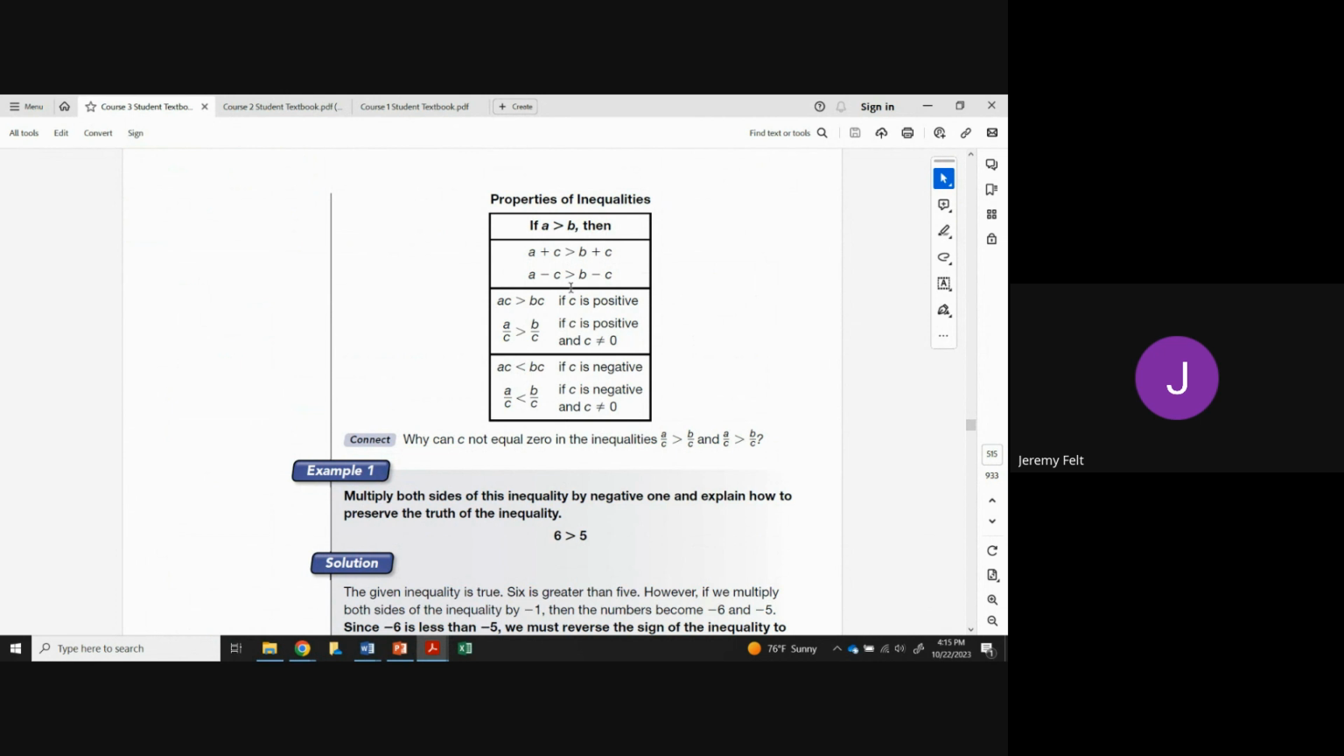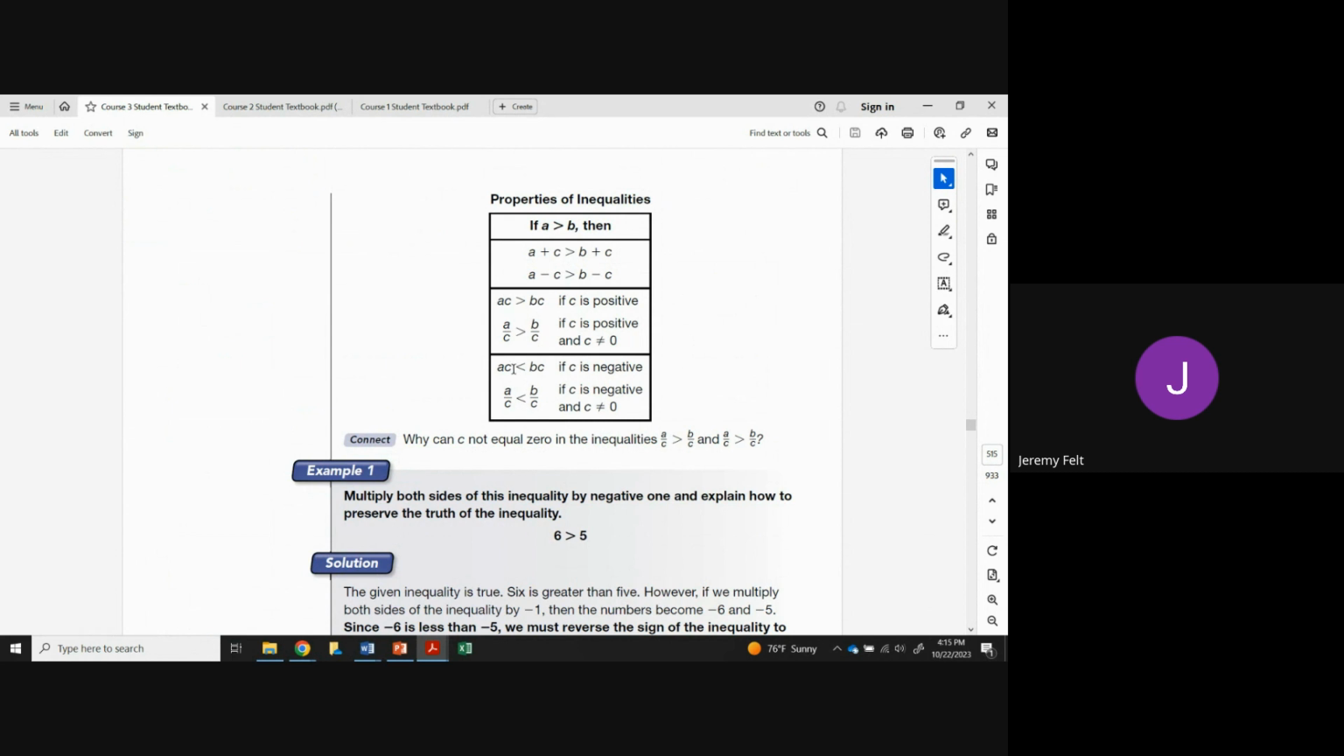And if we take the same amount away, well, A minus C is still greater than B minus C. A times C is still greater than B times C. A divided by C is still greater than B divided by C if C is not equal to 0, in which case it would be infinite or undefined. We can't divide by 0. So again, 0 is kind of always our rule breaker.